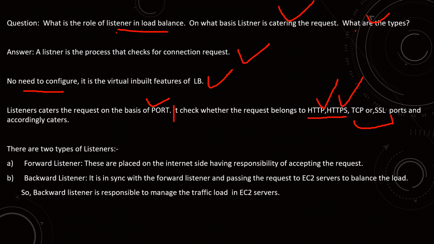Now, what are the types of listeners? So here is the answer. There are two types of listener. Number one is forward listener. Second one is backward listener. Forward listeners are placed on the internet side, with the responsibility of accepting the request. However, the backward listener is in sync with the forward listener and passes the request to the EC2 server to balance the traffic load. So the backward listener is responsible for managing the traffic load on EC2 servers.